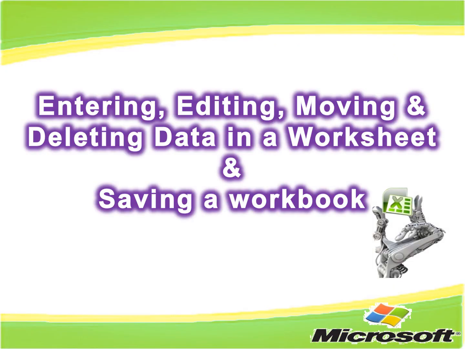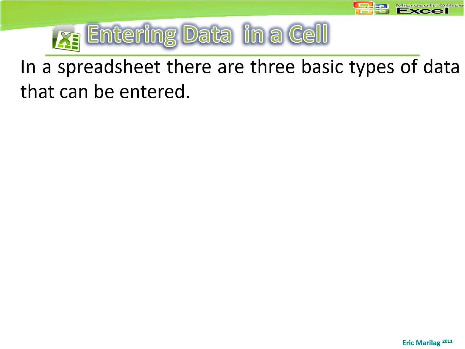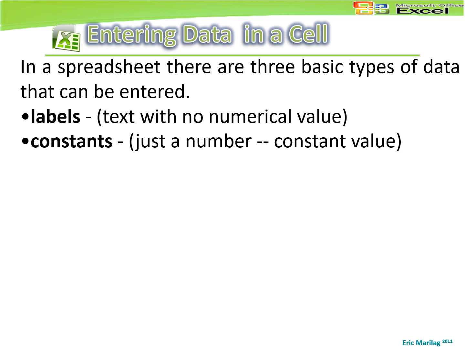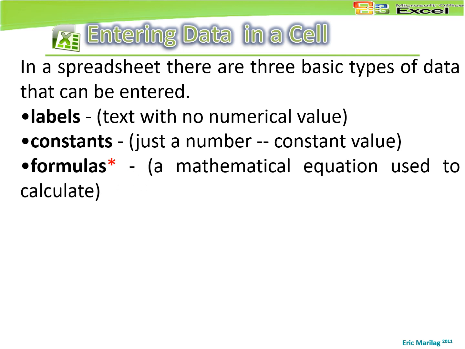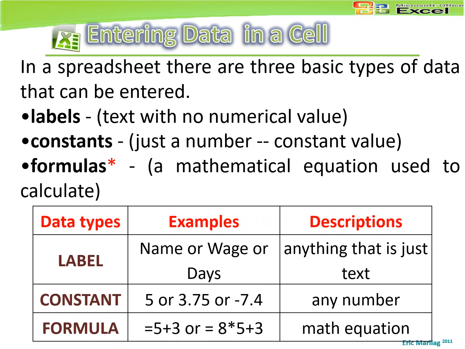How to enter, edit, move, and delete data in a worksheet and save your workbook. In a spreadsheet, there are three basic types of data that can be entered. So it could be labels, which is text with no numerical value. We have the constants, meaning just a plain number, a constant value. And we have the formulas, which is a mathematical equation used to calculate. So here are some examples of each type of data that we can enter in your cell.